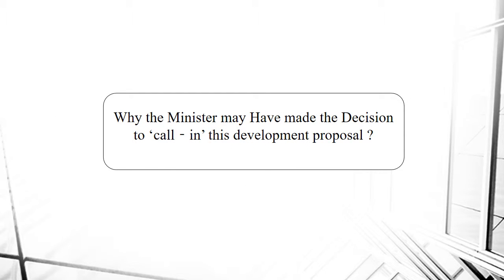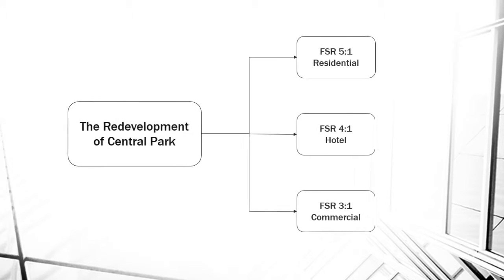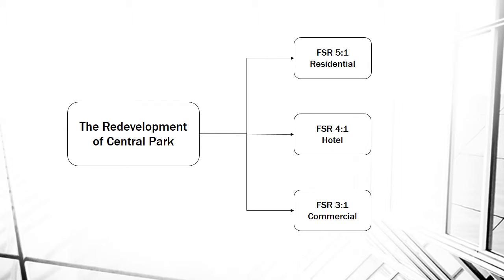It is interesting to consider why the minister may have made the decision to call in this development proposal. Again, the redevelopment of Central Park has related to its surroundings after consideration of the site location between the CUB site and the central situation. And it turns to the city edge under a variable floor space ratio that is 5:1 for residential development, 4:1 for hotels, and 3:1 for commercial development.